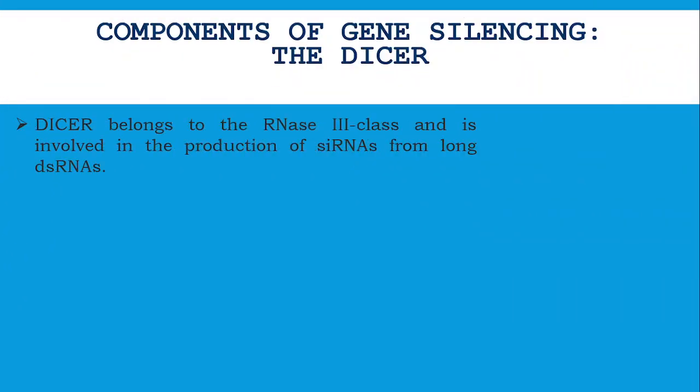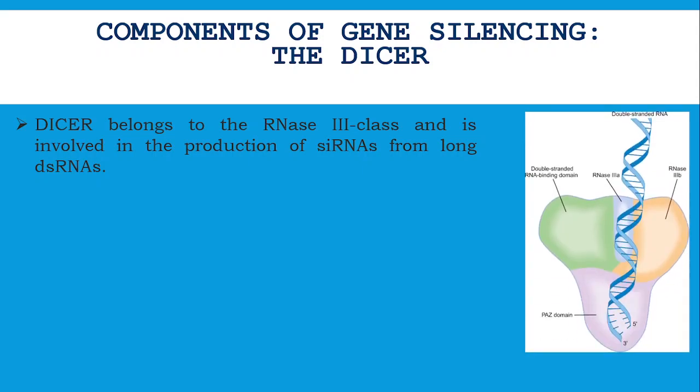So when you come down to the components of gene silencing, Dicer is a key important molecule which is needed for RNA interference. It is the RNase III nuclease and is involved in the production of small interfering RNA from long double-stranded RNA. As you can see from this illustration, a double-stranded RNA is bound, and what happens? It gets converted into siRNA.